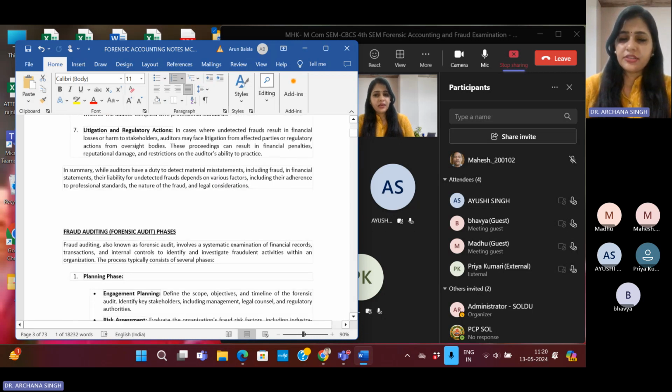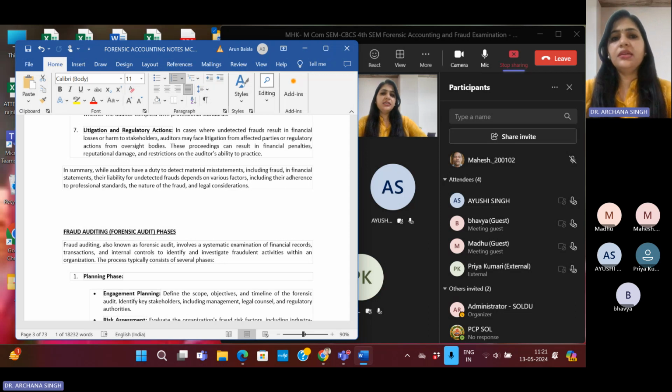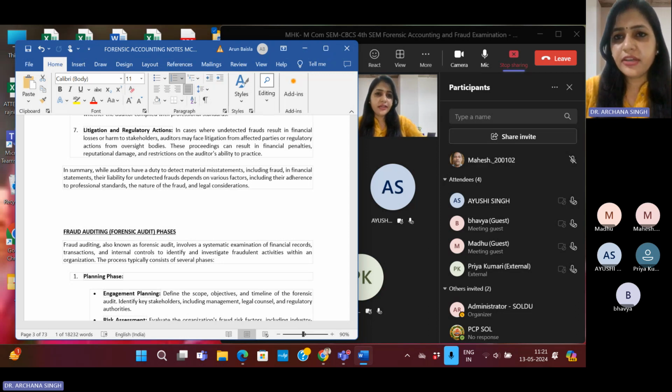Then litigation and regulatory actions. In cases where undetected frauds result in financial losses, where the auditor was not able to detect the frauds, and in that case there is a financial loss or harm to the stakeholders, the persons who are directly or indirectly related to the business, the auditor may face litigation from the affected parties or regulatory actions from the oversight bodies. It means that if they could not identify the undetected frauds and any related party suffers a financial loss because of it, then they may go to the court. So the auditor may face litigation and regulatory actions in that case.